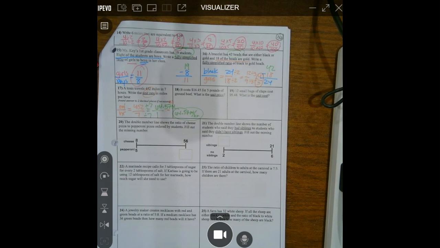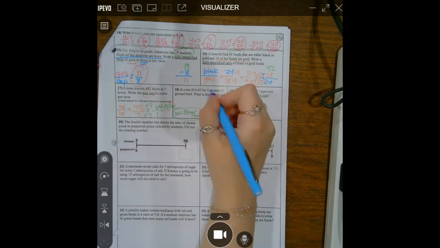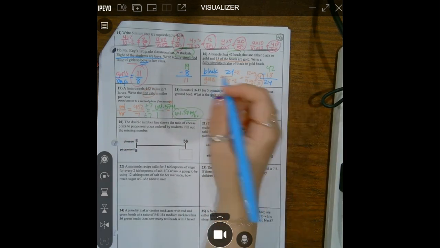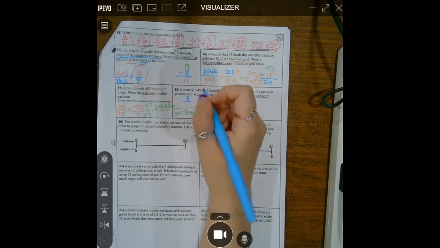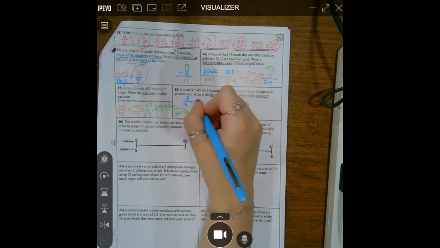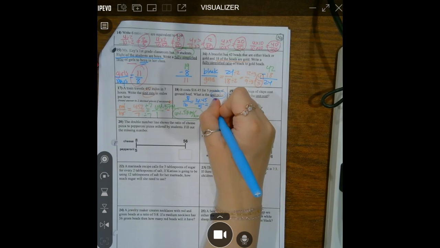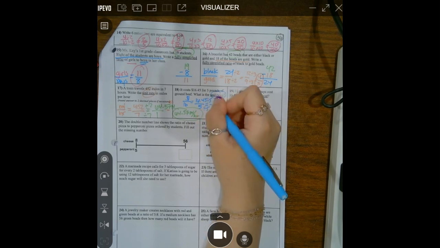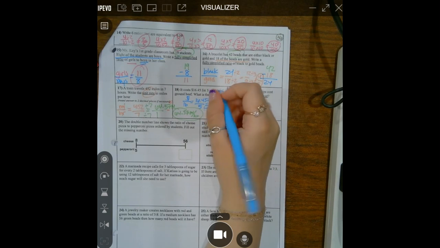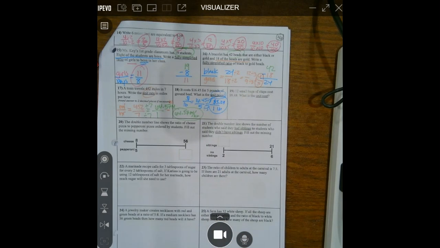Next one says it costs $16.45 for 5 pounds of ground beef. What is the unit price? Well, the unit price is a specific unit rate that's dealing with money. So you're doing money per pound, and it's $16.45 for 5 pounds. So again, you want to find how much it is for just 1 pound of meat. So how do you get from 5 to 1? Yeah, divide by 5, and then do the same thing on top. Well, what's 16.45 divided by 5? $3.29 for 1 pound of ground beef.